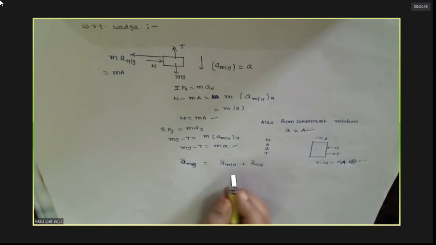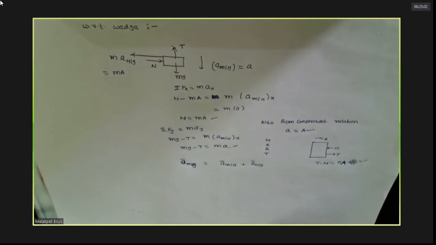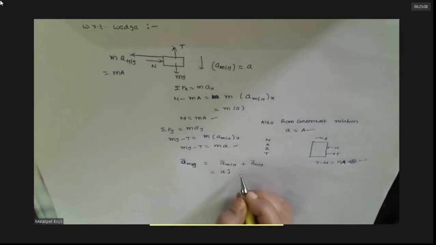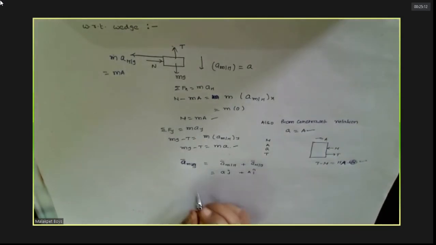So this is nothing but the x component and y component to find the vector sum. This is nothing but A, J as per the convention we have taken. This is A. That's all. So again the same magnitude you will get. It won't change.